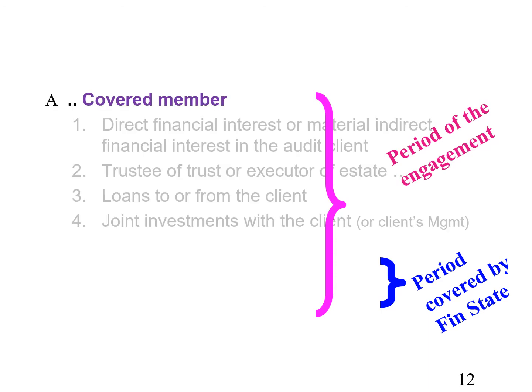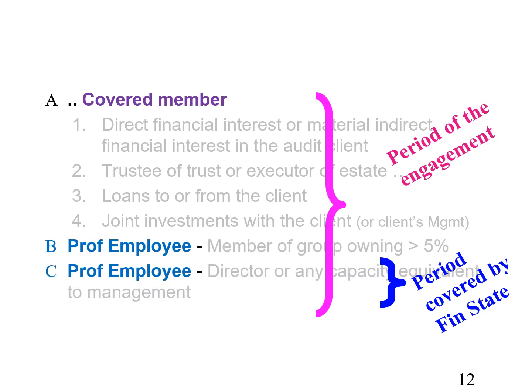Part A applies to the period of the engagement. Part B applies to the period of the engagement. Part C applies to the period of the engagement and the period covered by the financial statements.